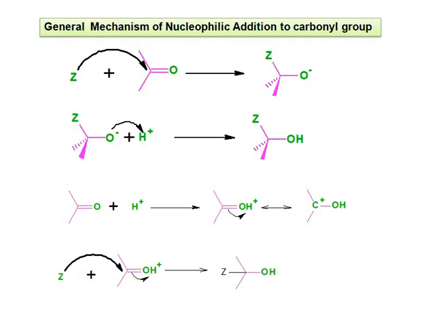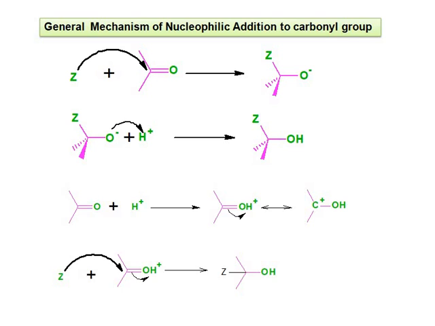The next type of reaction we will see is the general mechanism of nucleophilic addition to the carbonyl group. This is a nucleophile. Firstly, the nucleophilic reaction: carbonyl compounds commonly undergo nucleophilic addition reactions. The general mechanism of the reaction can be explained as follows.